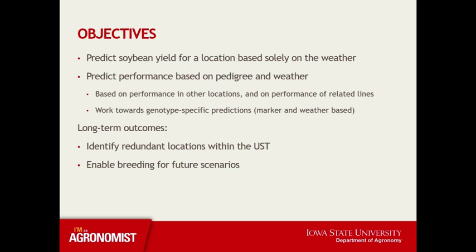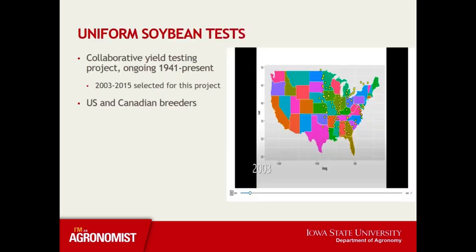These tests are going to be going on for a long time. They've been going on for quite a while. And we want to enable breeding for future scenarios, whether that be drought, heat, cold, what have you. So the uniform soybean tests have been going on since 1941, and we selected 2003 to 2015.